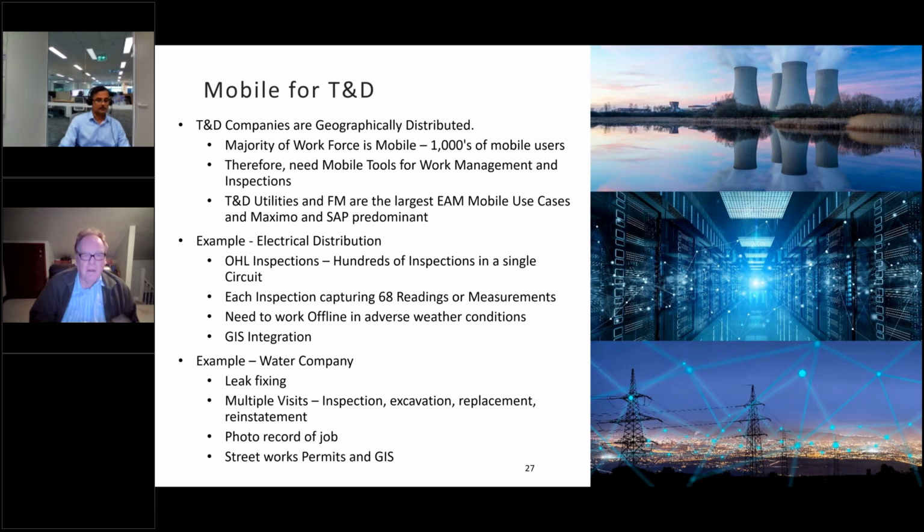They could be up a mountain, or they could even be underground. But basically, they're not going to have connectivity to the internet. So they need a mobile solution which works offline. In the water industry, not so much inspections. It's difficult to inspect underground pipes, but they know when it's a problem because they see a leak.